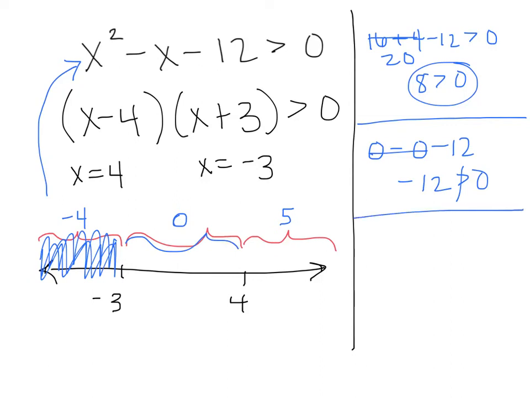Last but not least, I'm going to take my third, which is 5. 5 squared is 25, minus 5, minus 12. So that's 20 minus 12, which is 8. 8, once again, is greater than 0. And so the 5 worked, which means everything up here is going to work.